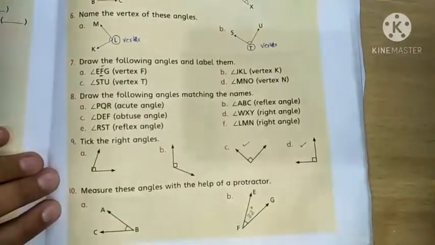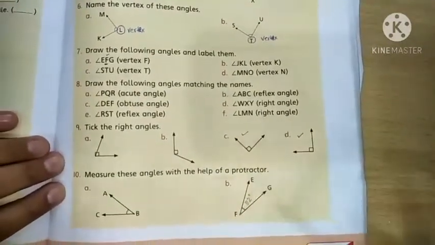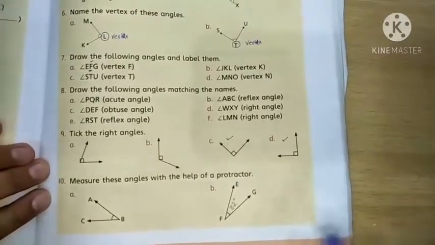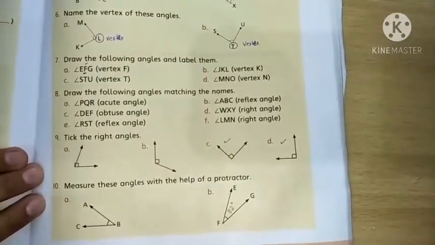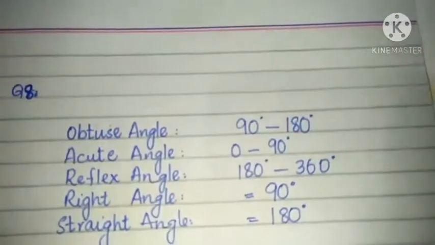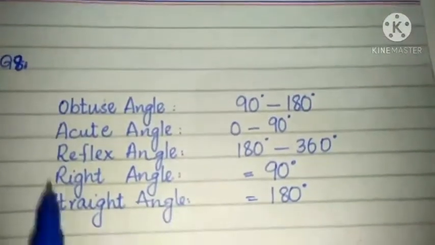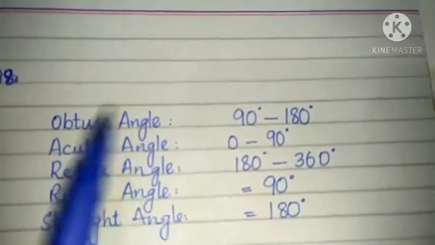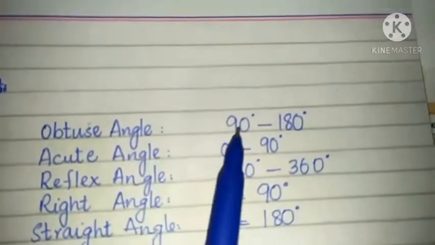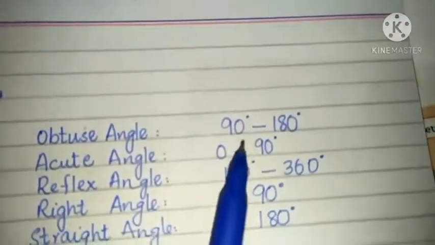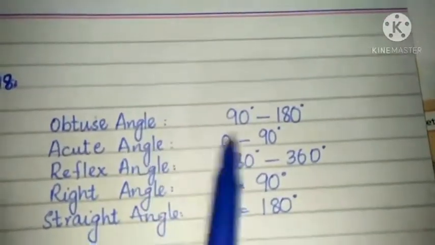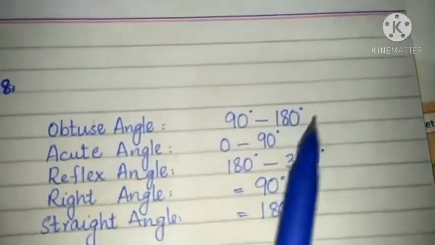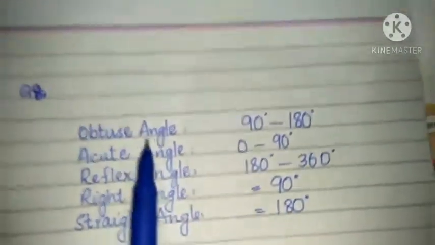reflex, right. So these 4 are given and one is left, that is straight angle. So first of all, we will recall them. So let's revise the types of angles, dear students. Obtuse angle is the angle that lies between 90 and 180. That is, we have learned that the angle greater than 90 and less than 180 is called obtuse angle.